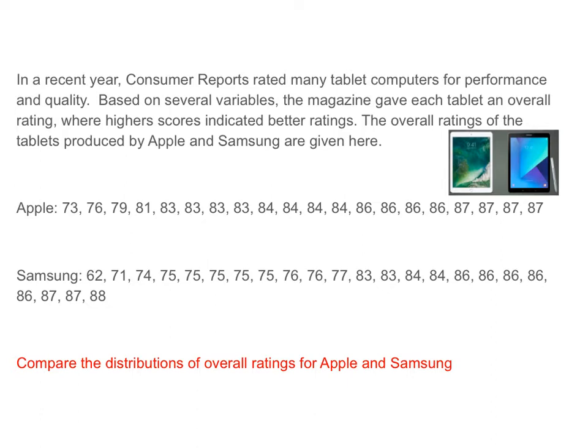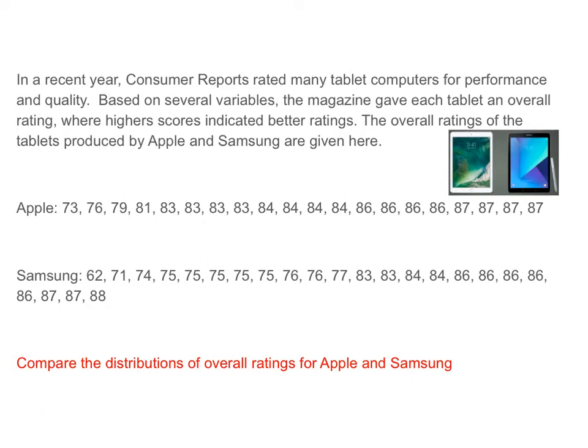In a recent year, Consumer Reports rated many tablet computers for performance and quality. Based on several variables, the magazine gave each tablet an overall rating, where higher scores indicated better ratings. The overall ratings of the tablets produced by Apple and Samsung are given here. So you can see these ratings. There's no units on them, they're just raw numbers. And we are supposed to compare the distributions of overall ratings for Apple and Samsung.